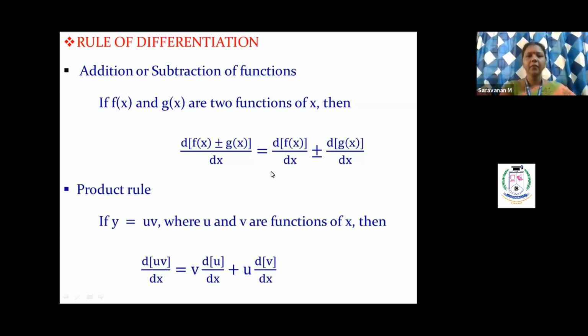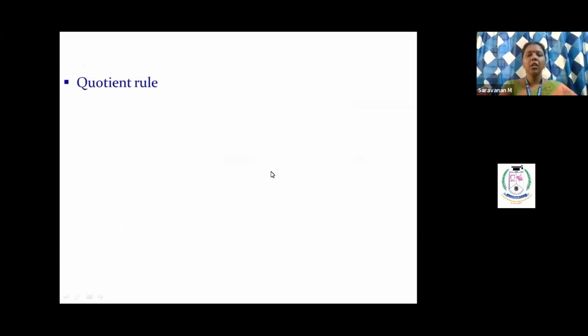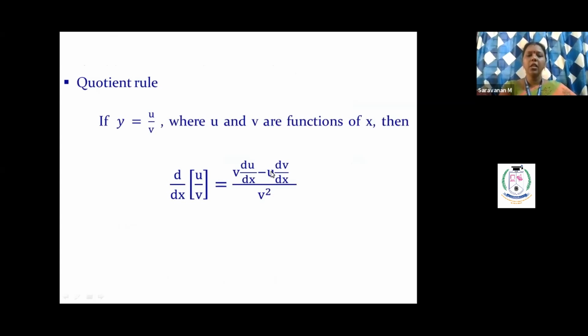Next one is the quotient rule. Quotient means we are talking about the division. So we are going to do the division rule here. So if y is equal to u by v, we are taking the function in u by v form.